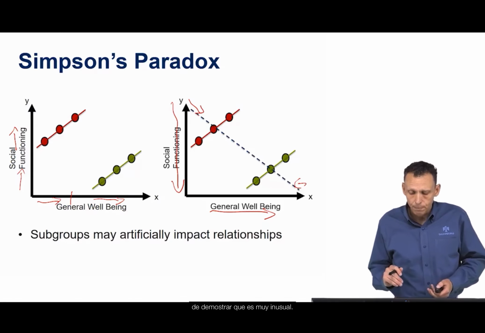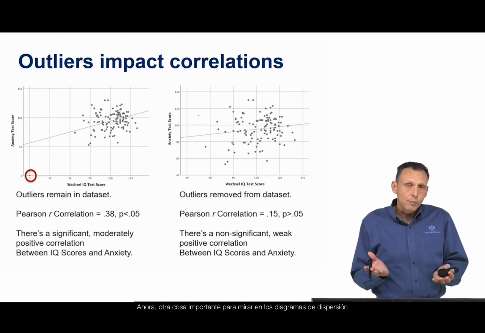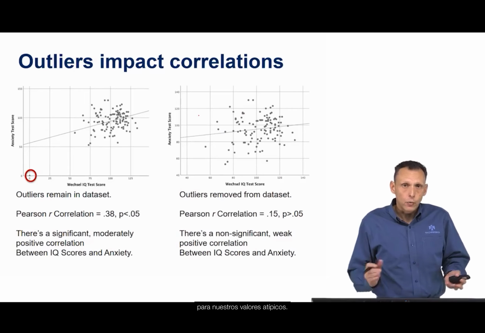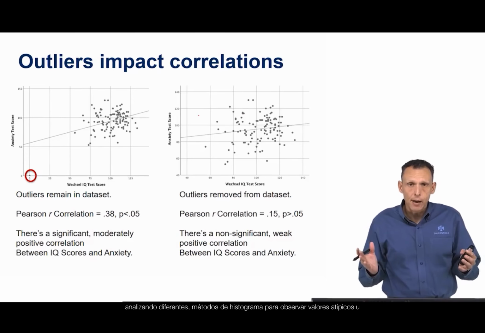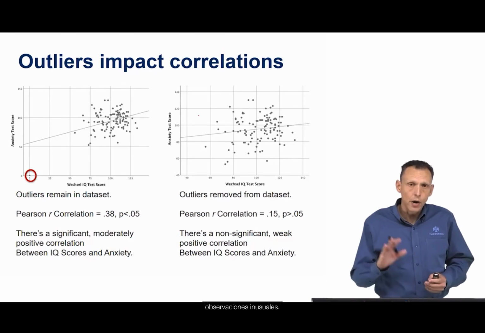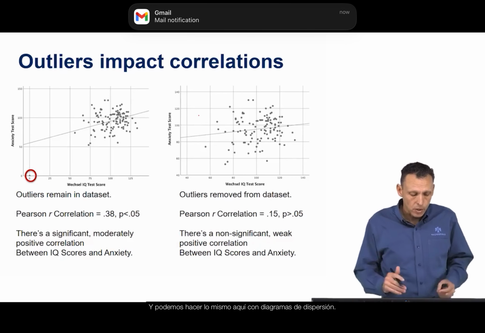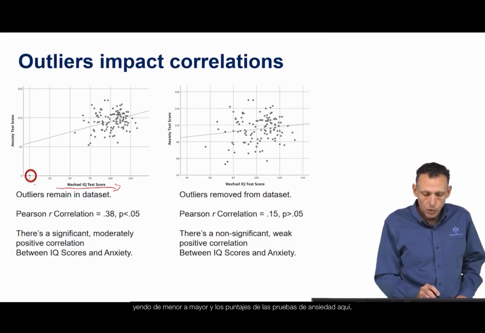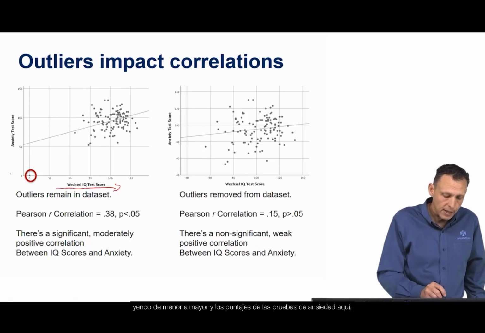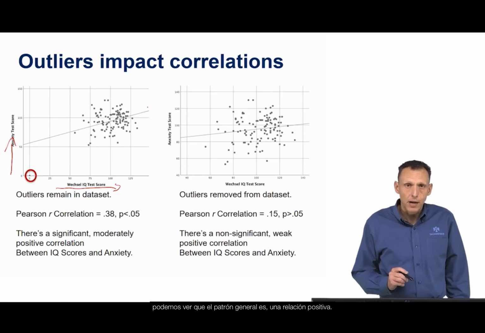It's very unusual. Now, another important thing to look at scatter plots for are outliers. We had looked at this in a prior session, looking at different histogram methods of looking at outliers or unusual observations. And we can do the same thing here with scatter plots. When we look at IQ scores being plotted going from lower to higher, and anxiety test scores here, we can see the general pattern is a positive relationship.